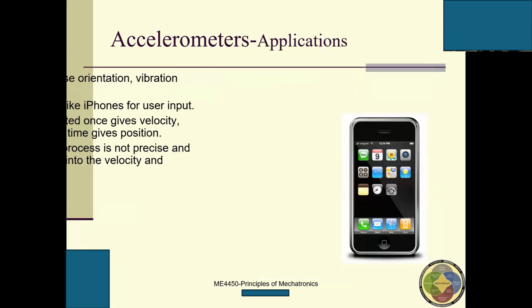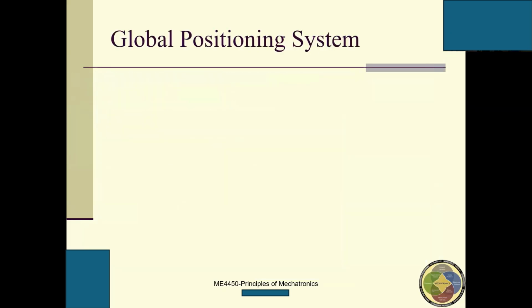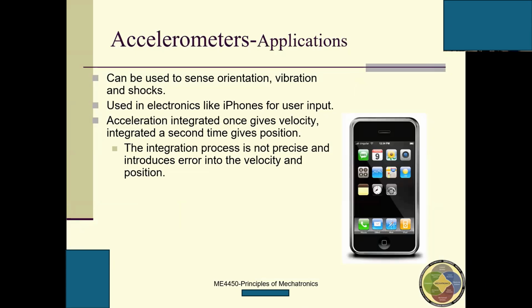So the application. Accelerometer, the application. They can be used to sense orientation, vibration, and shocks. Whenever acceleration is involved, you can sense orientation. When the robot is rotating, the orientation is changing. If the orientation is changing, that means acceleration is changing.